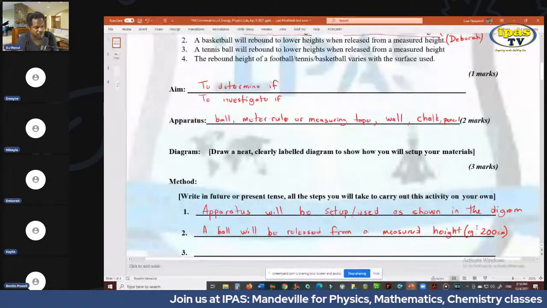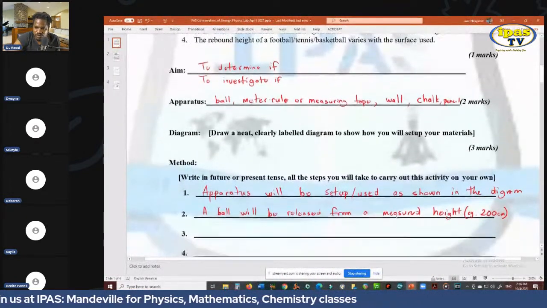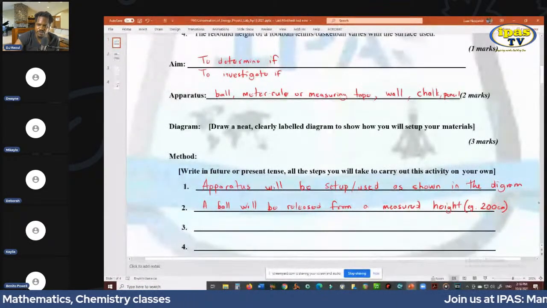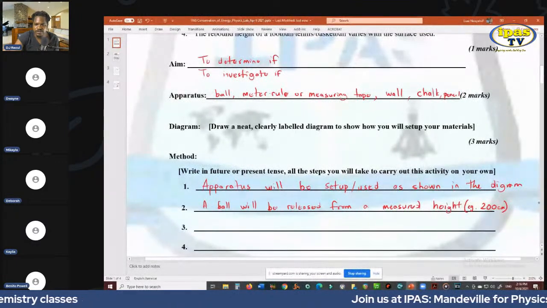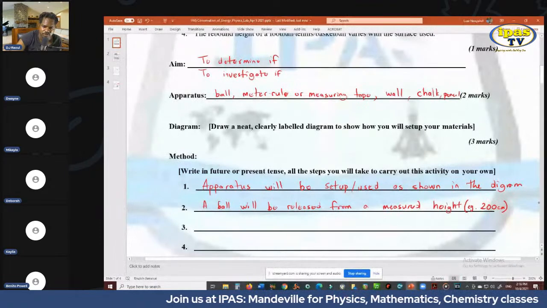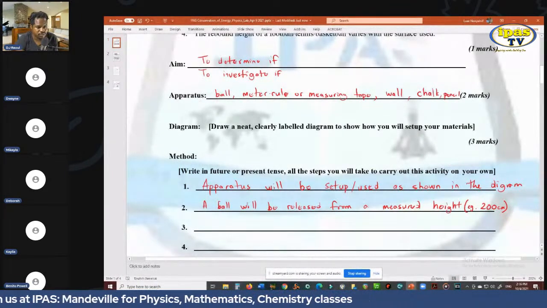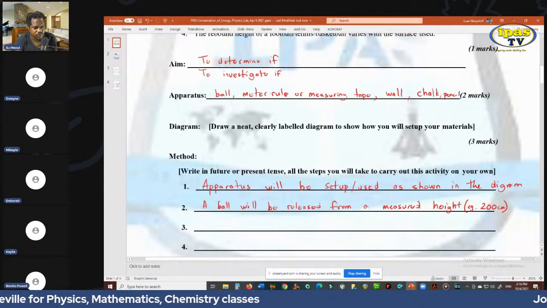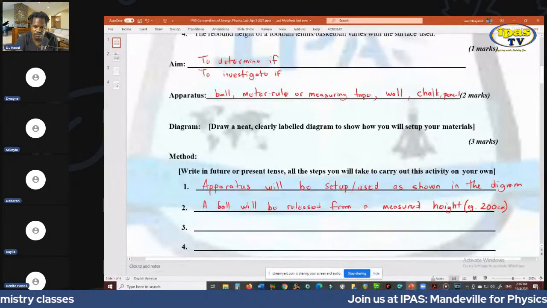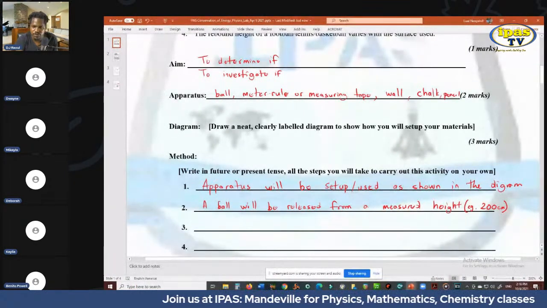Our measuring tape could give you that distance as well. So the ball will be released from a measured height. Example, 200 centimeters. All right. Then what? After it's released, what's going to happen? Or what do you expect to happen? It'll rebound. Yeah, so definitely going to rebound.